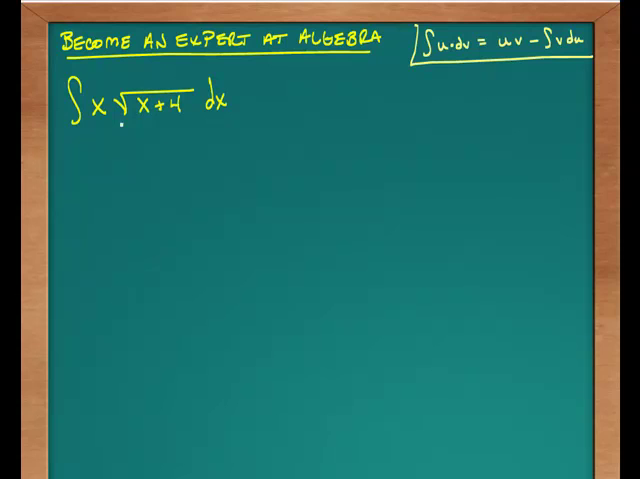However, if we're going to integrate and we've got a product, we then identify the u as our x, and of course du is dx. And then we want to say, I need a dv. Well, we need to rewrite this radical as an exponent. So rewriting that would be x plus 4 to the 1/2.